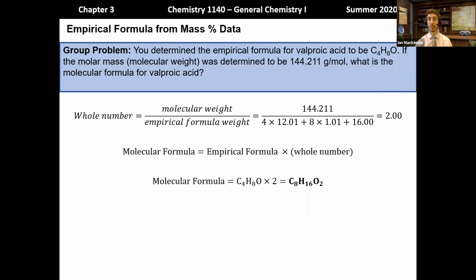For valproic acid. That is how we determine the molecular formula using combustion analysis to find mass percent data, then the empirical formula, and then coupling this with the molecular weight.